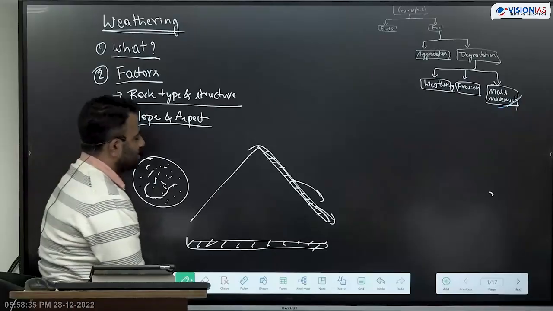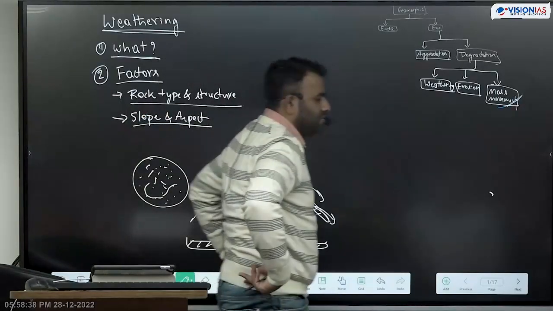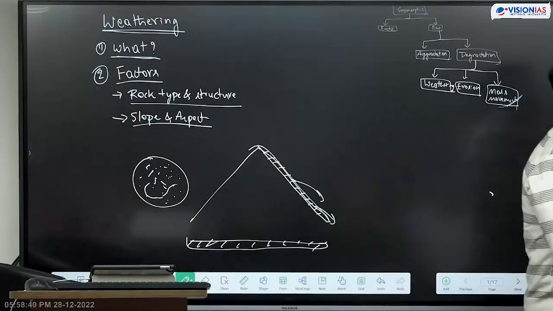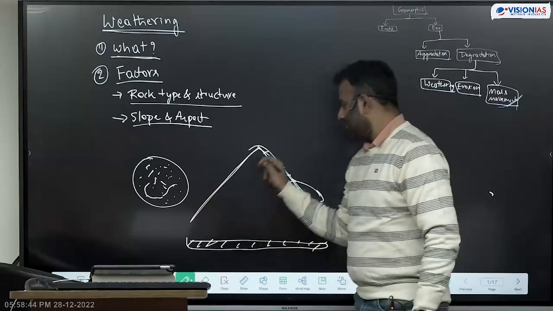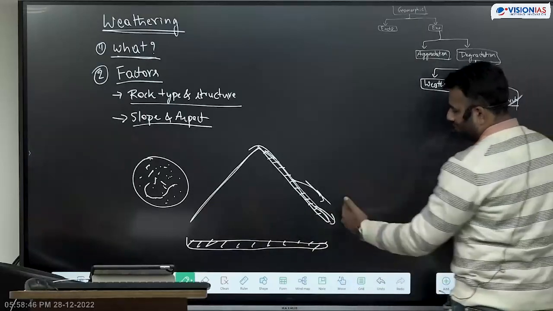What do you mean by aspect? Aspect refers to direction, location. किस direction में है, किस location में है. For example, let's say this is Himalayan mountains. मान लो ये Himalayan mountains है. And this is south facing, this is north facing.